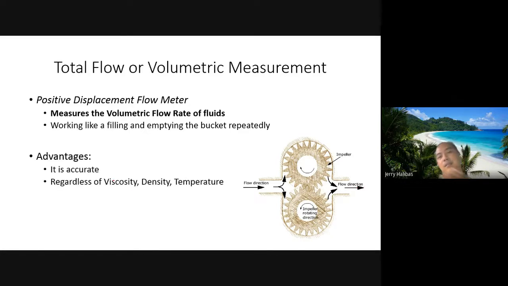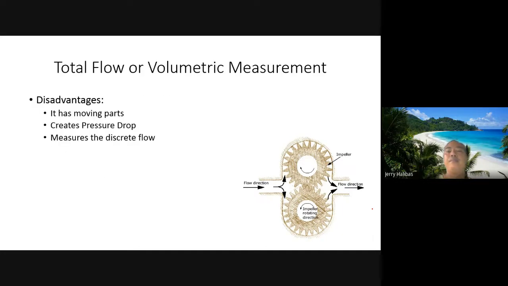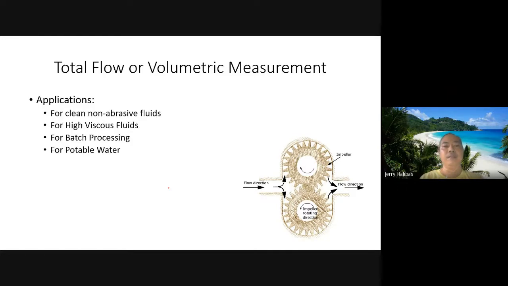Advantages: it is accurate, and it is not dependent on your viscosity, density, and temperature. There are no upstream and downstream requirements. It is suitable for both high flow and viscous fluids, and is smaller in size. Disadvantage: it has moving parts. So, wear and tear, it will eventually get damaged. It has gears, so there are moving parts. It also creates a pressure drop due to the resistance of these gears. Then, its measurement is analog. Applications are potable water and batch processing.